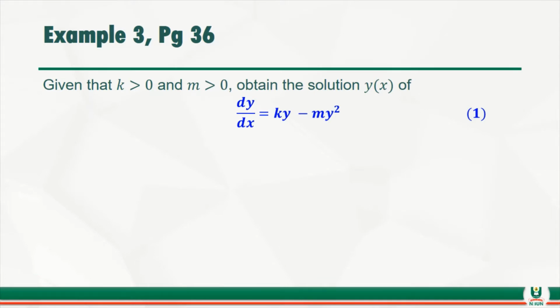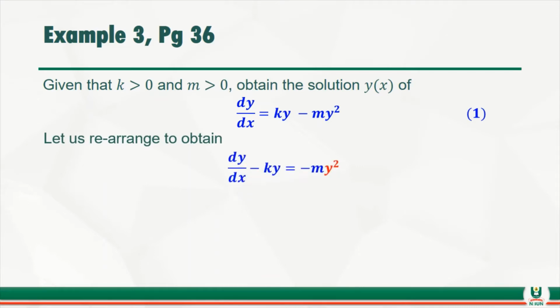dy/dx is equal to ky minus my squared. The only thing about this problem is that k must be greater than 0 and m must be greater than 0. What does that mean? It means that k and m are real-valued constants. They are positive constants. So the first thing we need to do is this. Let's try to rearrange the problem.